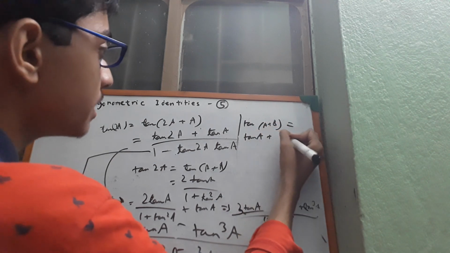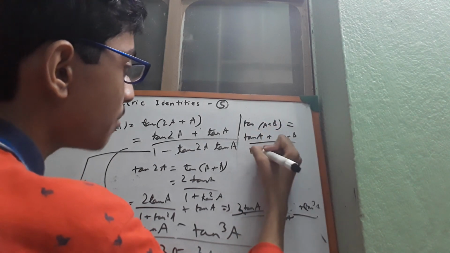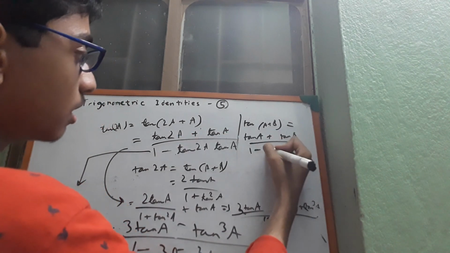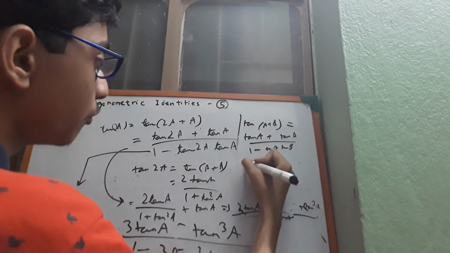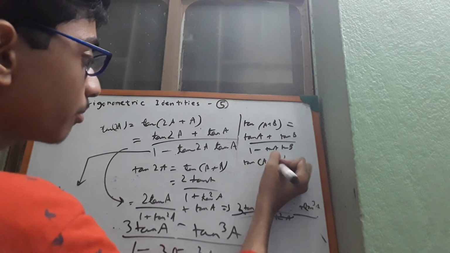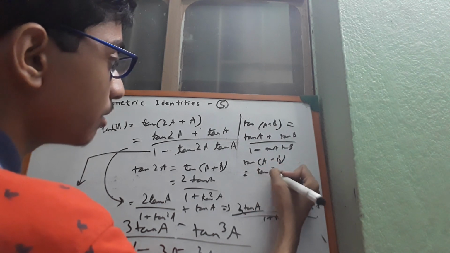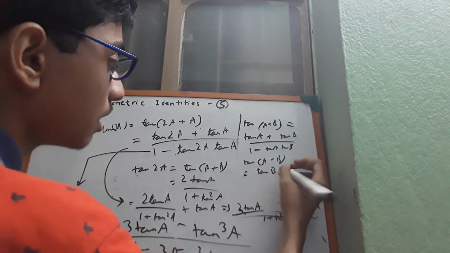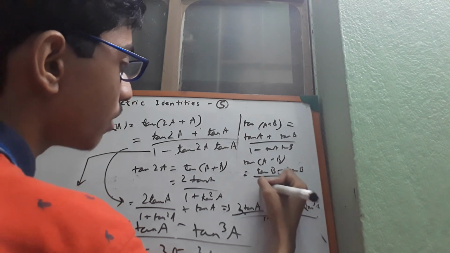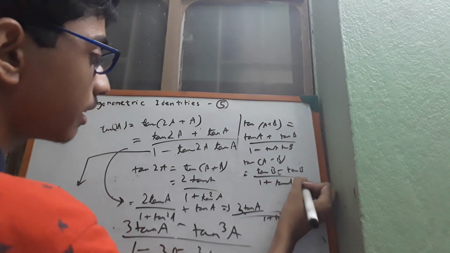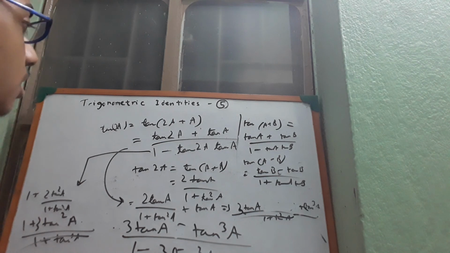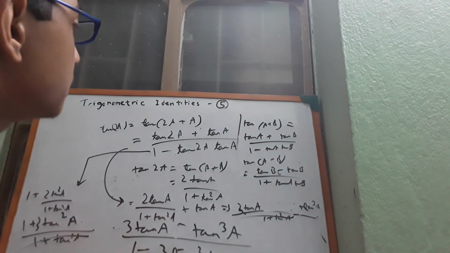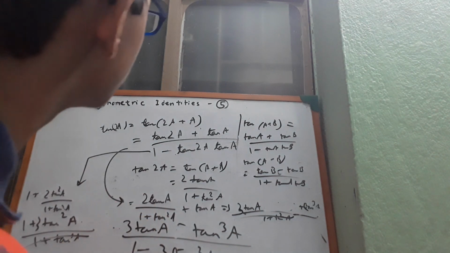So tan of a plus b is tan a plus tan b over 1 minus tan a tan b. And if we had tan of a minus b, that would have given you tan a minus tan b over 1 plus tan a tan b, as far as I can remember. So that was all about trigonometric identities 5. That's all for this series of 5.